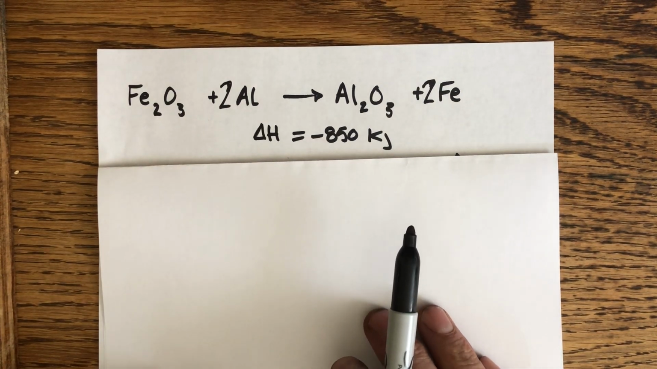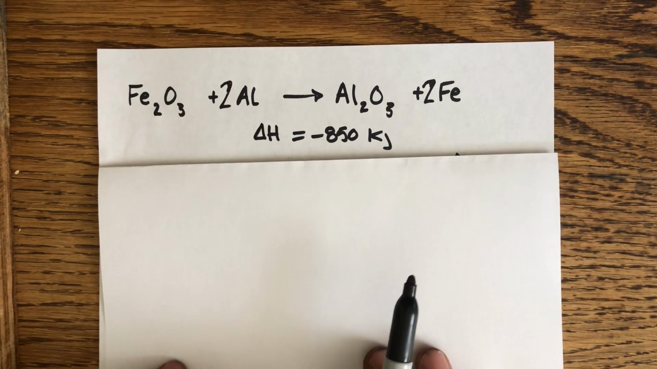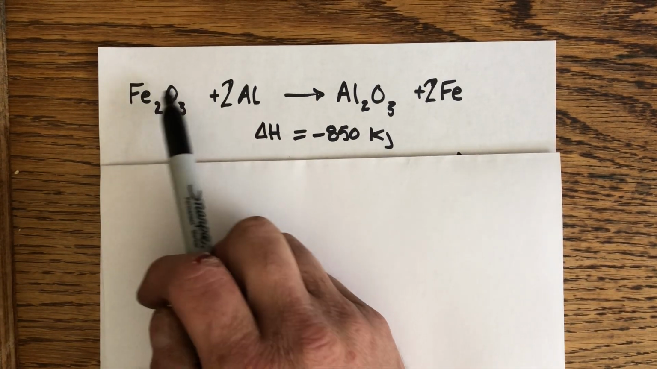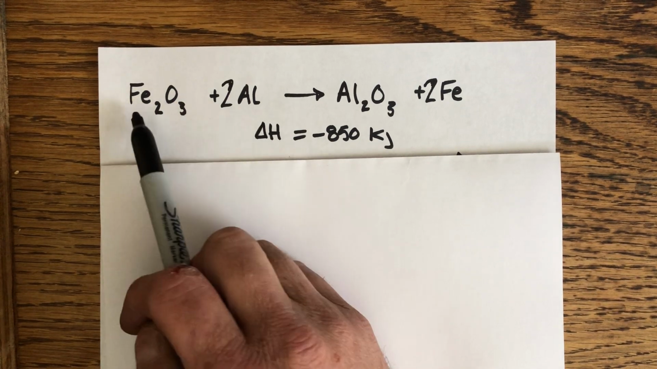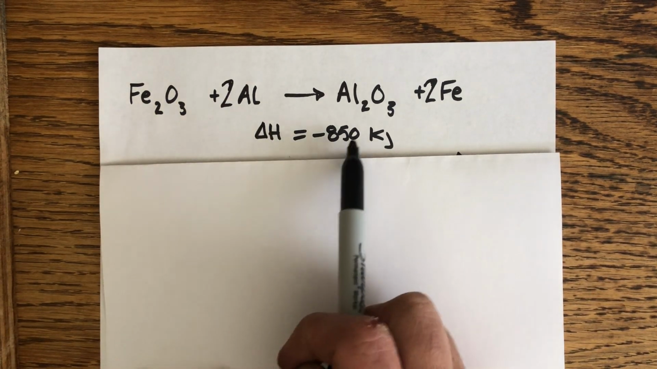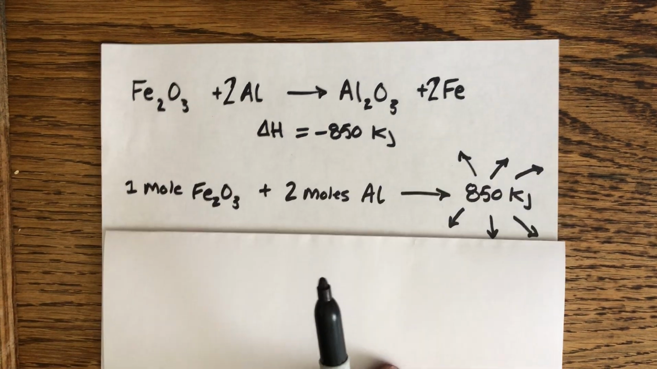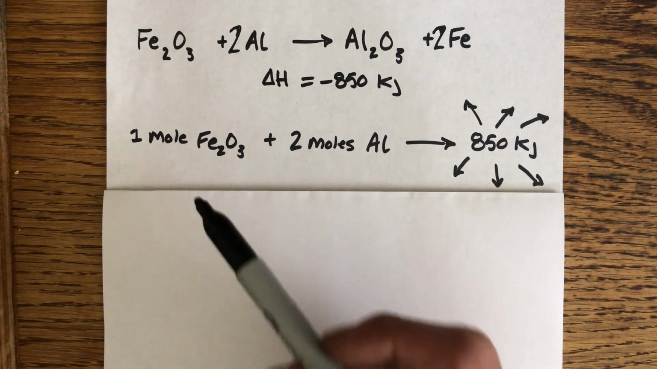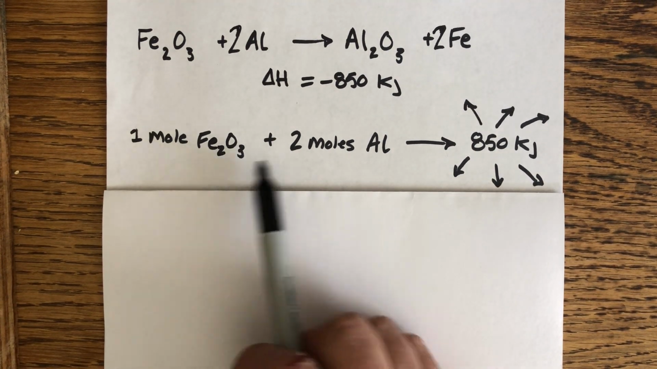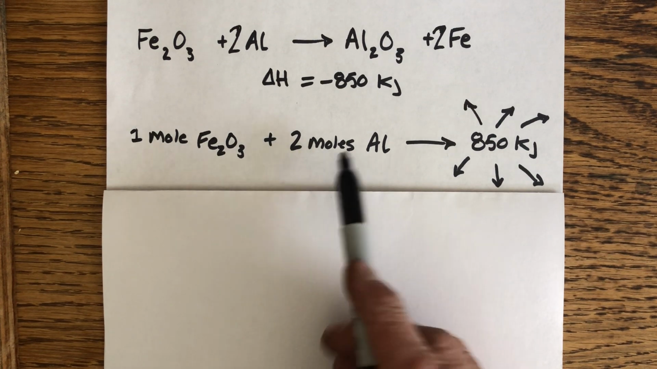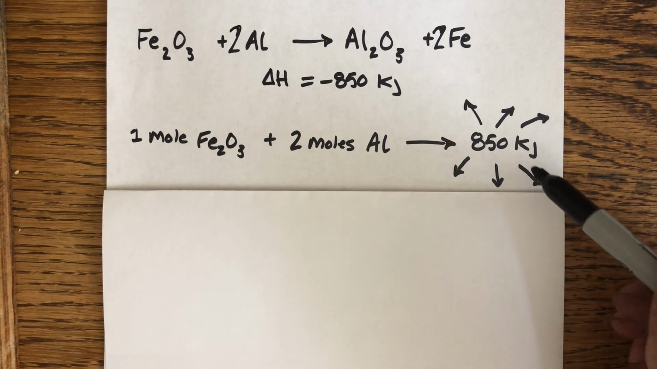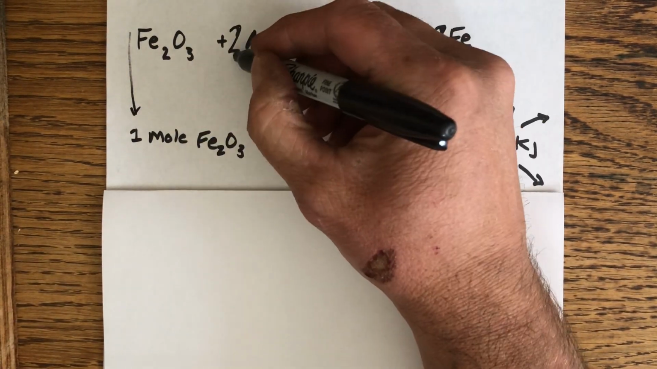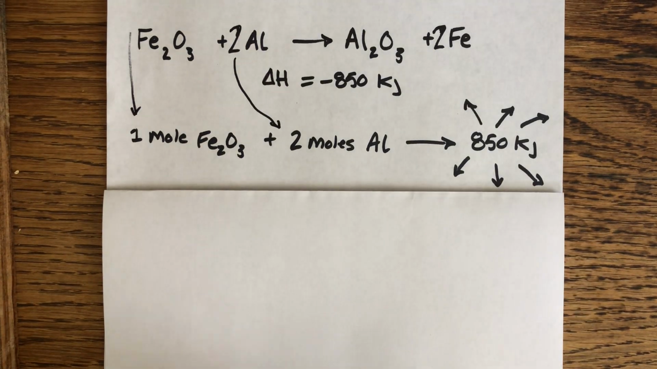So in particular, when we talk about stoichiometry and thermochemistry, we have to understand, again, that the coefficients in place here, and especially here with the reactants, have everything to do with this amount of energy produced. Okay, and so this chemical reaction, the balanced equation, is telling us that 1 mole of iron oxide, when reacted with 2 moles of aluminum, should release 850 kilojoules of energy. That's this 1 right here, and this 2 right there. That's what this is telling us.